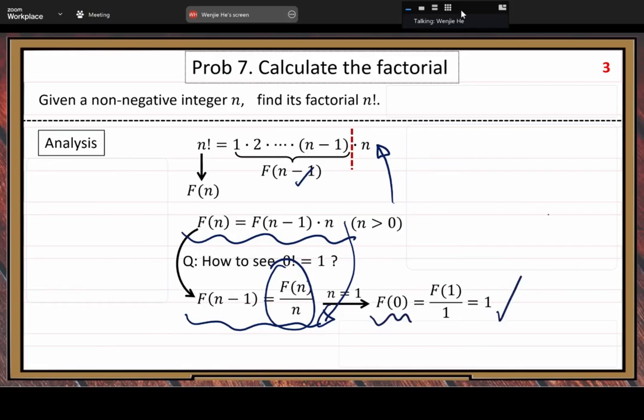F of 0 corresponds to 0 factorial, right? Based on our function definition. F of 0 corresponds to 0 factorial. Is it 0 factorial equals 1? Compatible. No contradiction. So this is the way we understand why 0 factorial should be 1. All right.